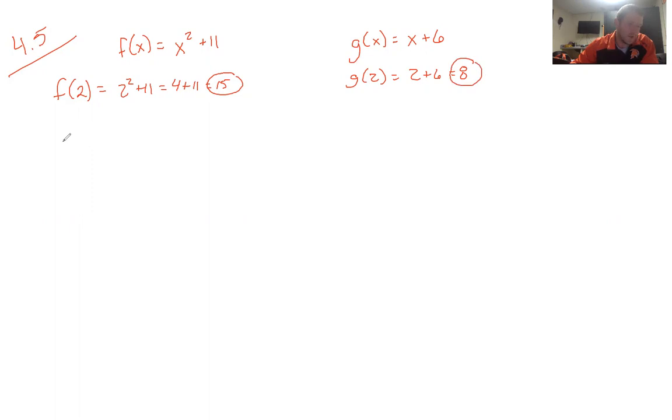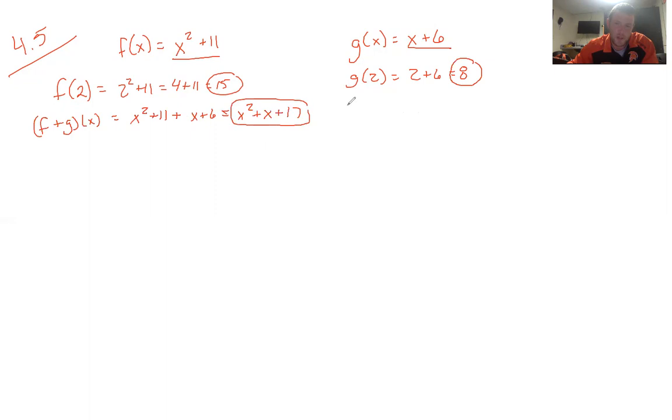Now, where people start to get screwed up is when they go f plus g of x. All that means is I'm taking this and then I'm adding this. So I'm taking x squared plus 11 and then I'm going to add x plus 6. And so you just simplify, and it's x squared plus x plus 11 plus 6, which is 17. And that's it.